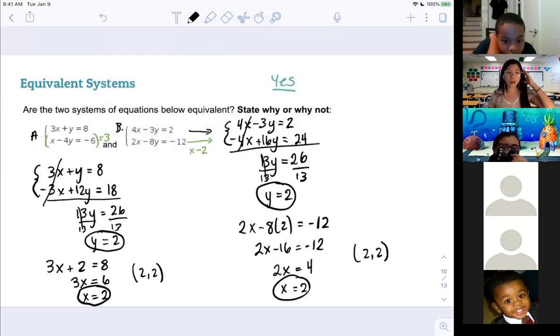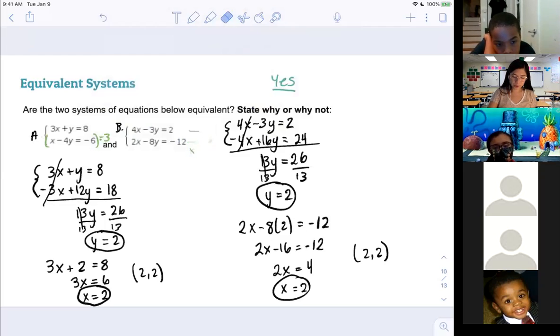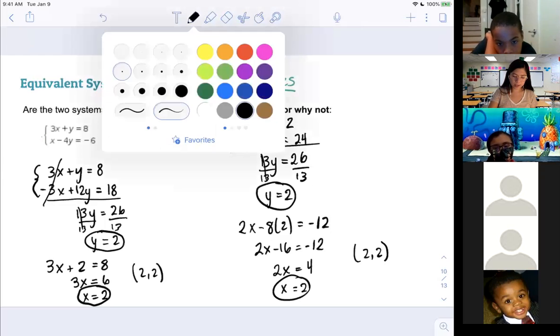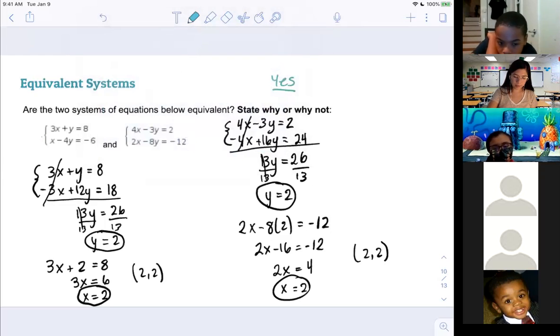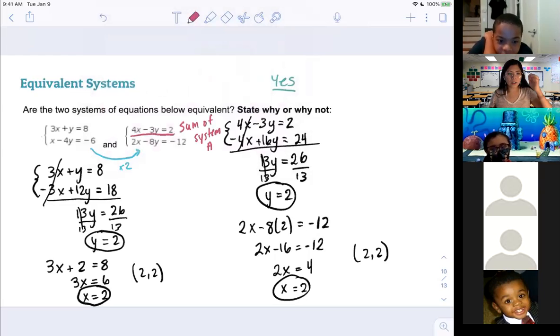All right, so the long way is to solve both of them and see if you get the same answer. The short way is to pick up on the patterns that you might have. So we already knew that they were going to be equivalent because we noticed that the bottom one was multiplied by 2, and the top one was the sum. So don't forget that you can also have the sum. Yes, if it's a multiple or a simplified version, then it's equal, yes.